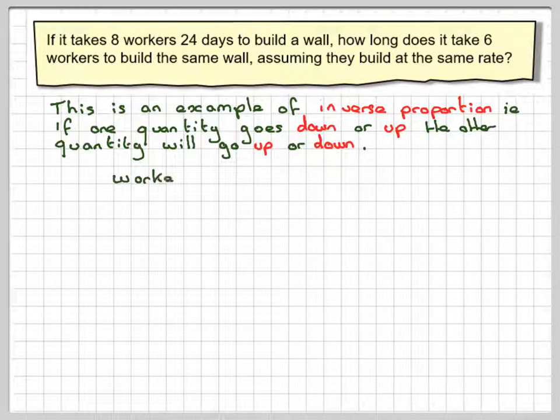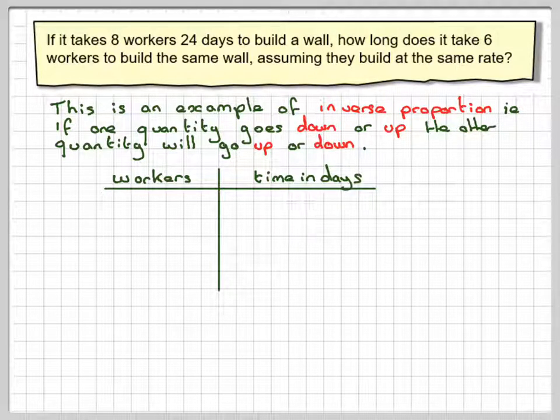So you can do the same idea by making a table. So think of the two quantities. We've got workers and time in days. We've got 8 workers, which take 24 days. And we want to know how long it will take 6 workers. So how do we go? We ask the same question. How do we go from 8 to 6?